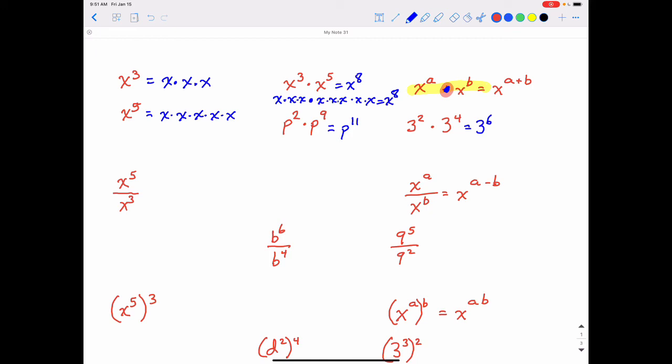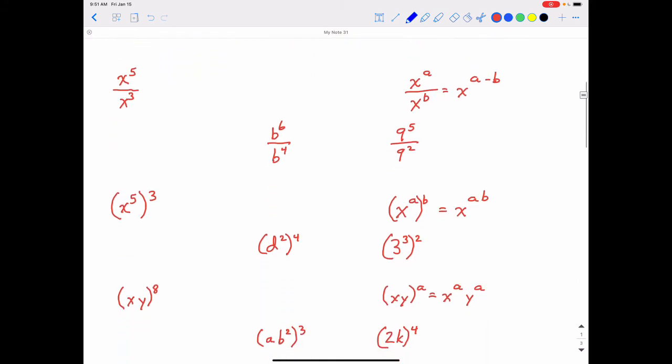What about the division of variables with exponents? If we've got x to the fifth divided by x to the third, well, we've already said that x to the fifth is the same as x times itself 5 times. And x to the third is x times itself 3 times. Since it's division, we could take the 3 x's on the bottom and cancel that out with 3 of the x's on the top. And how many x's are left over? Well, you got 2 of them, x times x, which is the same as x squared.